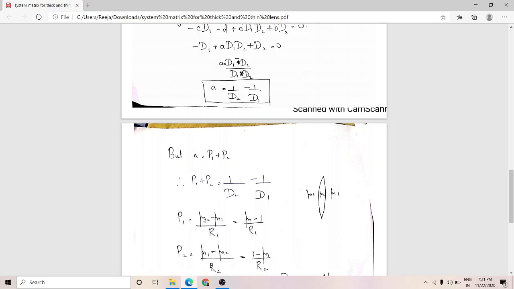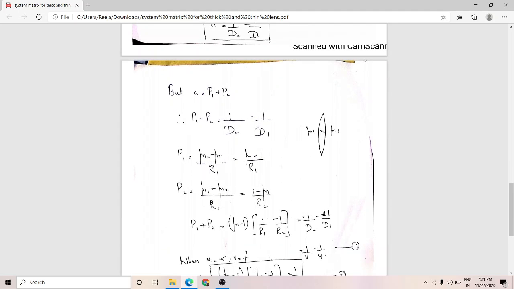So P1 is equal to mu2 minus mu1 by R1. That is the power of the lens or refracting surface. We have already written it in our derivation for the refraction matrix. So this is equal to mu minus 1 by R1, and P2 is equal to mu1 minus mu2 by R2, that is 1 minus mu by R2 in this case. So P1 plus P2 is equal to mu minus 1 into 1 by R1 minus 1 by R2, which is equal to 1 by D2 minus 1 by D1, which is 1 by v minus 1 by u.